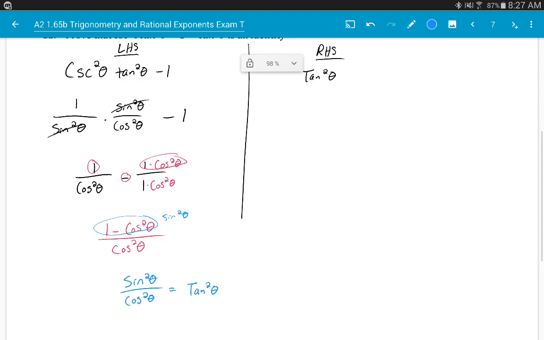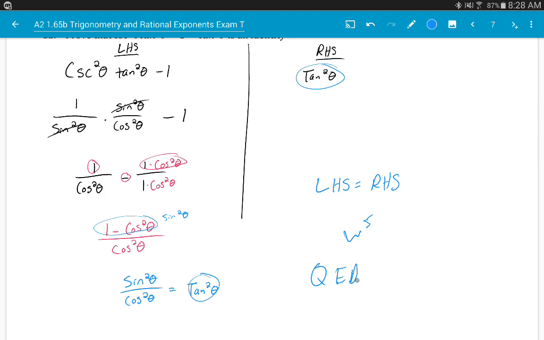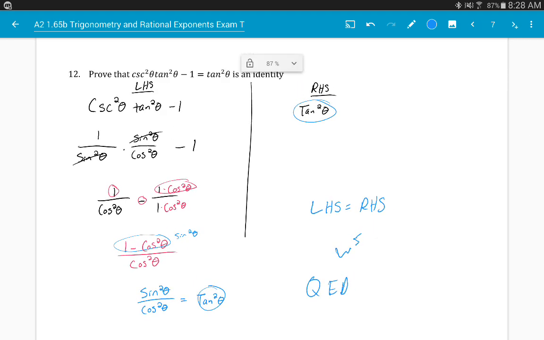And now if we look, our left-hand side is equal to our right-hand side, which was what we wanted. Quod erat demonstrandum. Okay, so that's your review on that.